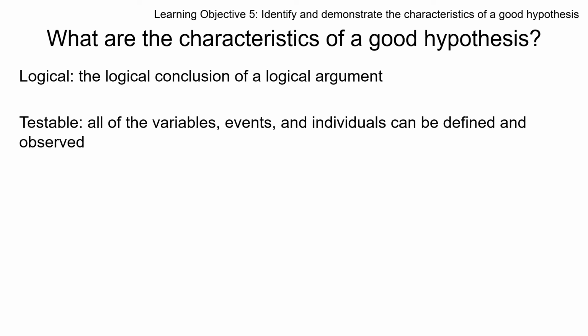Next, it has to be testable. All of the variables, events, and individuals can be defined and observed. This is a very important characteristic of science, that it has to be testable. So it has to be something we can test. When you look at things like the id, the ego, and the superego in psychoanalytic theory, those aren't things that can be observed. They can barely be defined. They are not something that we can test. So in that case, it's not testable.